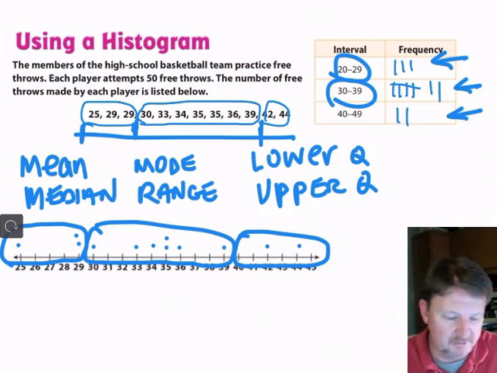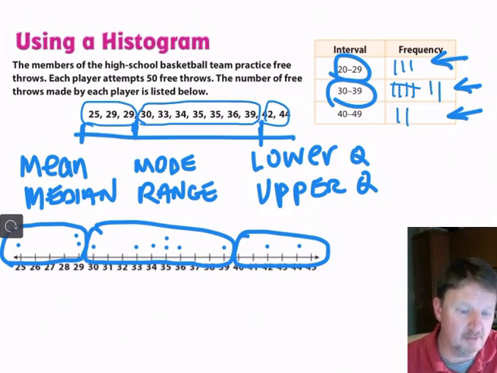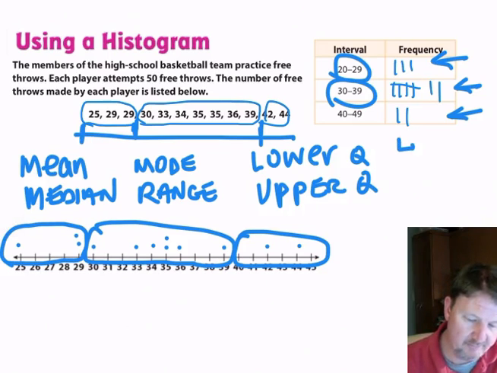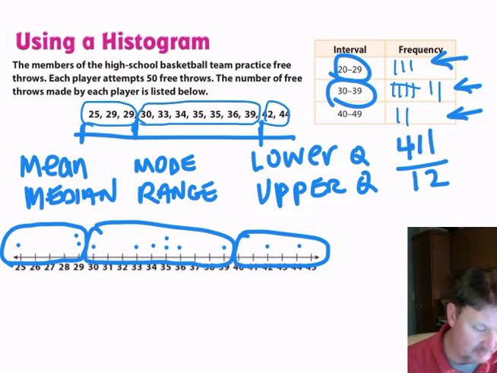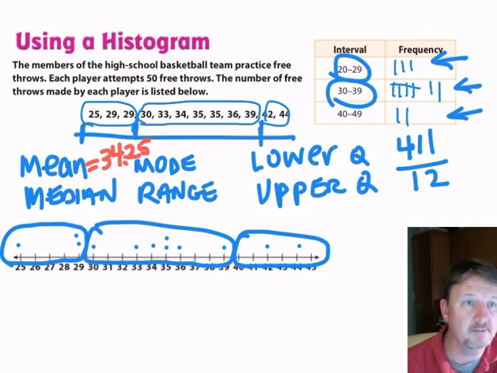All right, so starting with the mean, if I were to add all these numbers together, I would wind up with 411 over 12, because there's 12 pieces of data. So if I divided 411 by 12, I would get 34.25. That's a decimal.